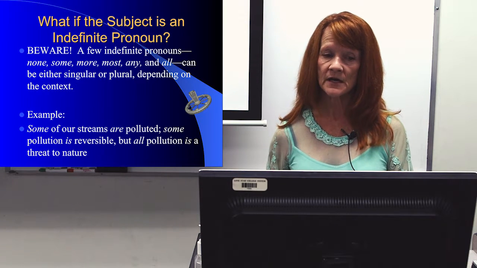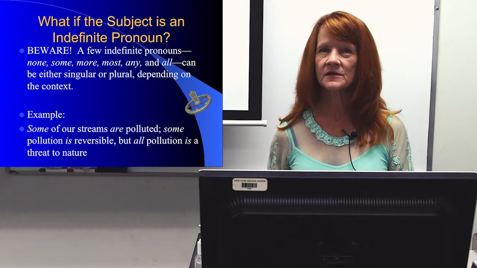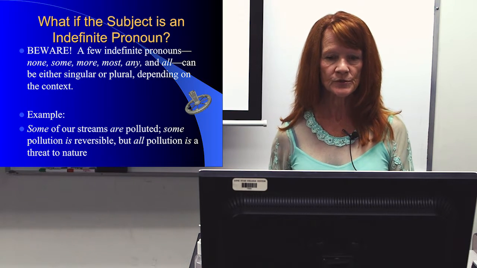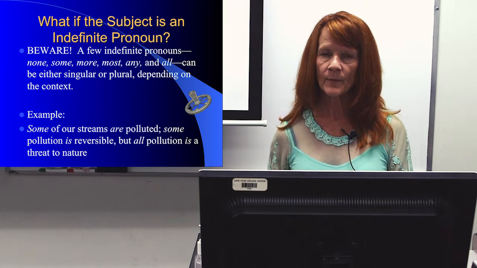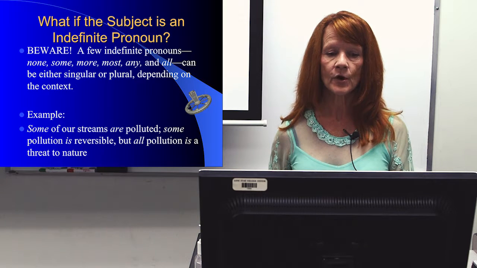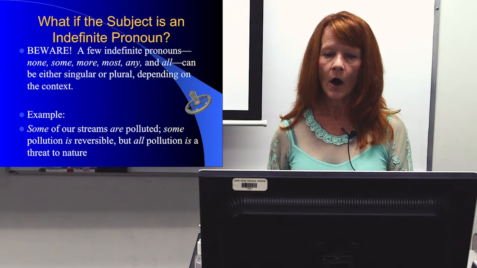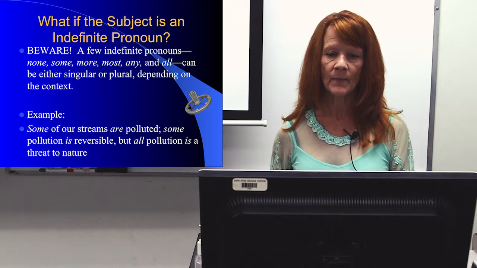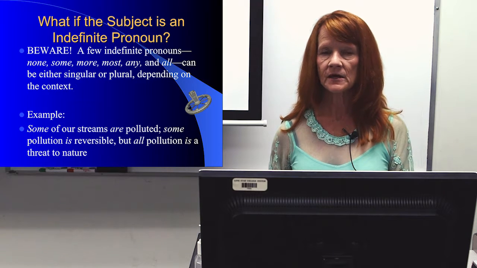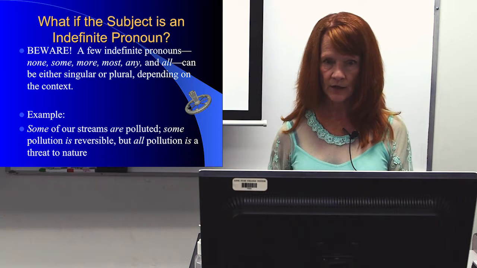In the first part of the sentence, some is combined with the verb are because it's referring to the streams, which is plural. In the second part of the sentence, some is combined with the singular verb is because it's referring to pollution, which is a single unit. All pollution is. In this case, all is combined with is because they are talking about all pollution, which is a group and therefore singular.